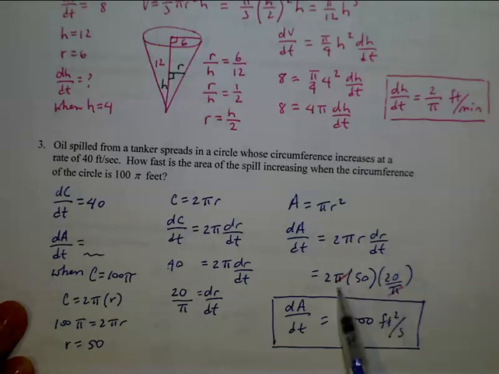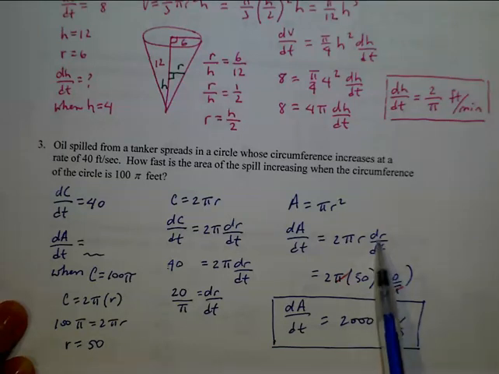So I get 2 pi times the radius is 50, and that's found by what I stated right here. And then multiply that by dr/dt, so that's 20 divided by pi. The pi's will cancel out, and then it's 2 times 50 times 20, so dA/dt is equal to 2,000. And since the unit for area is square feet, and the unit for time is seconds, it would be 2,000 square feet per second.